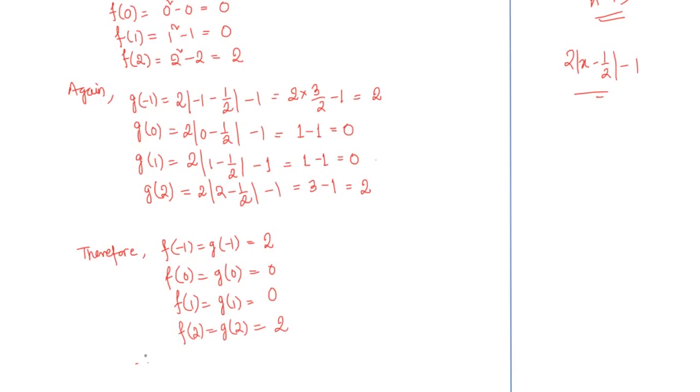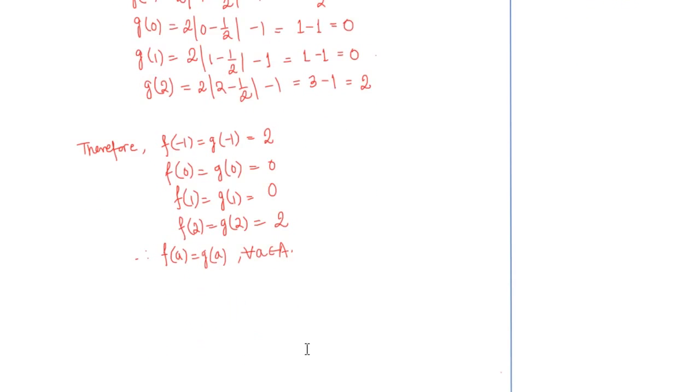So therefore we can say that f of a is equal to g of a for all a belongs to the set A. Now since in the domain both functions produce similar output, hence these two functions are equal. Hence we can conclude that f and g are equal.